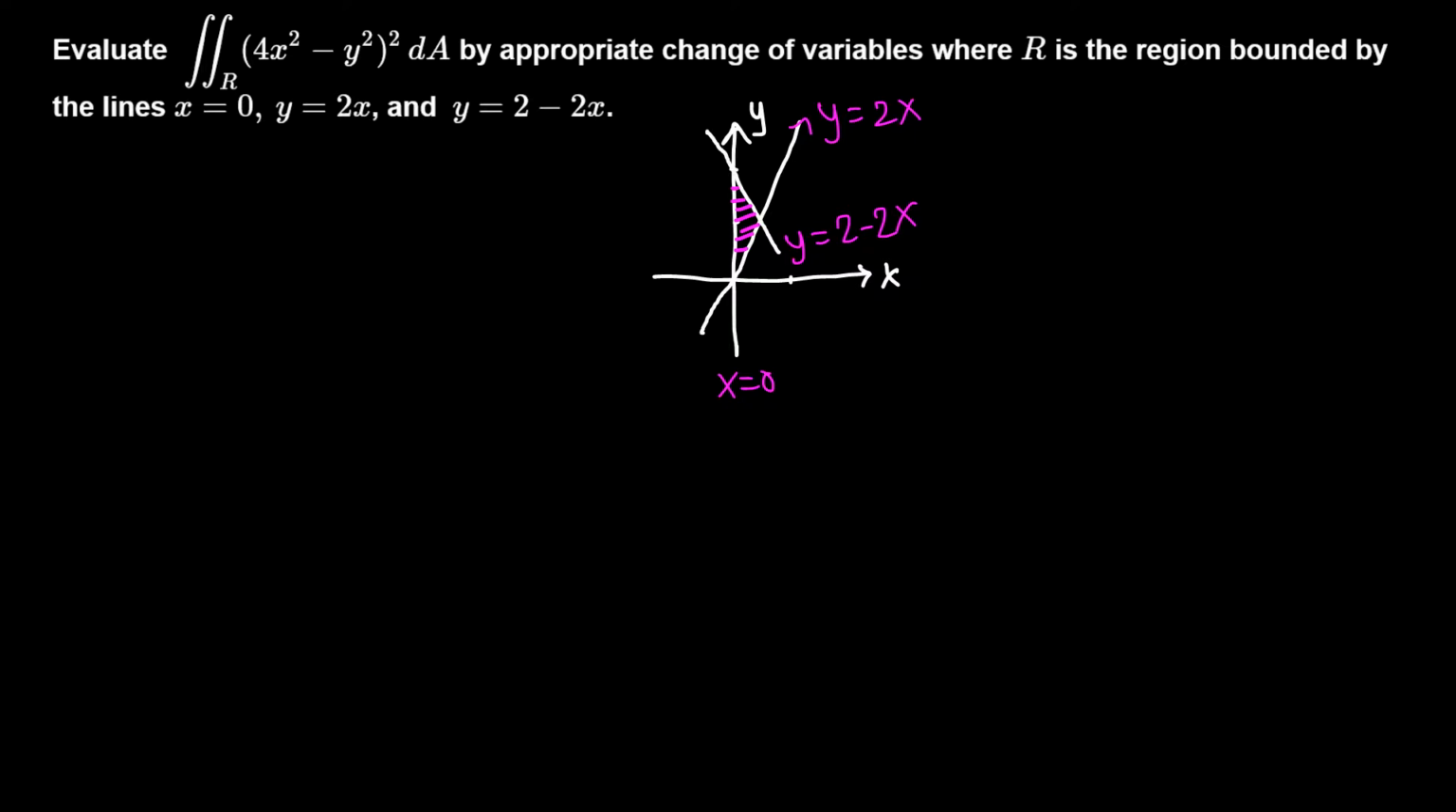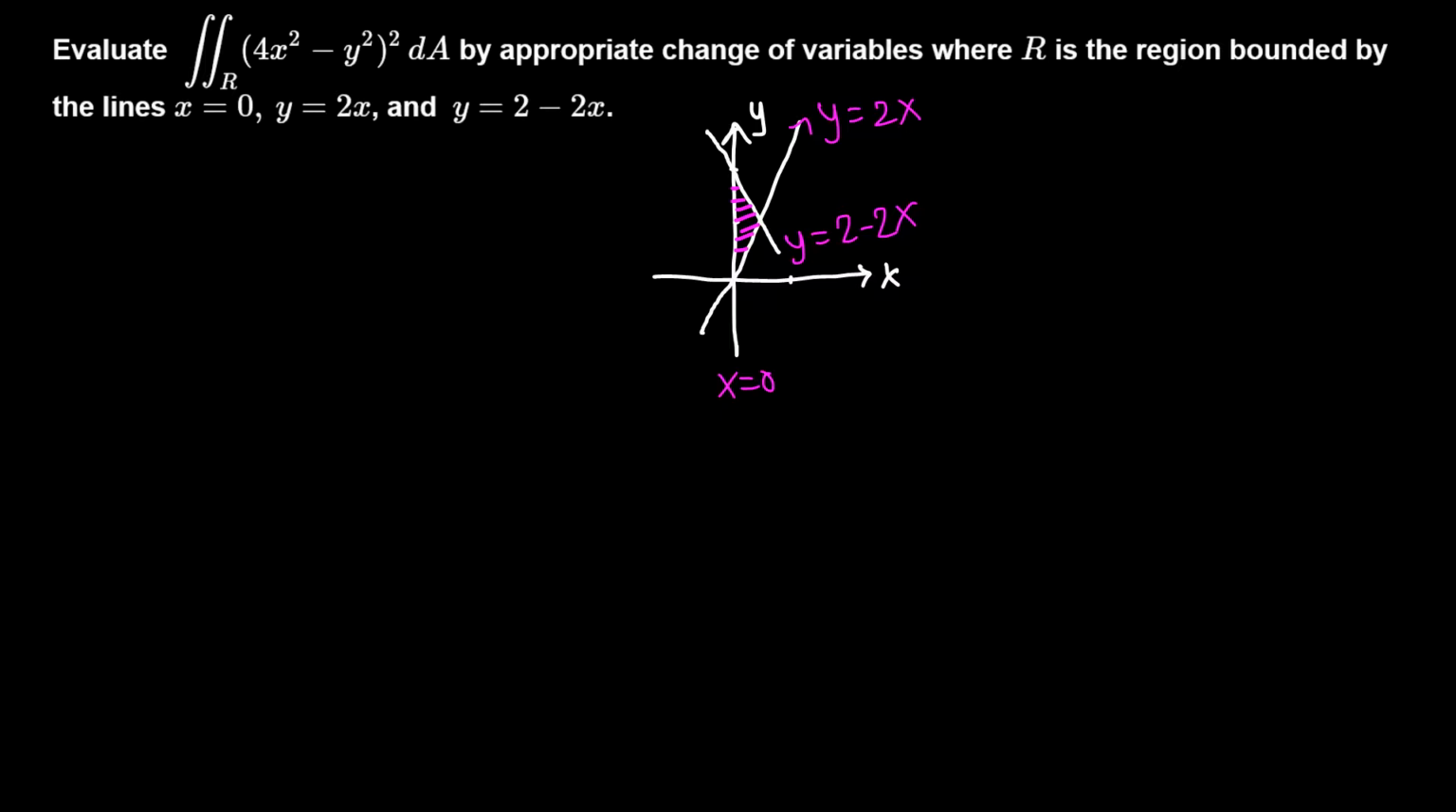Evaluate this double integral in the region R, where R is bounded by the lines here. So let's graph this region R. X equals 0, that's the y-axis. Y equals 2x here, and y equals 2 minus 2x. So this is the region bounded by these three lines, that's R.